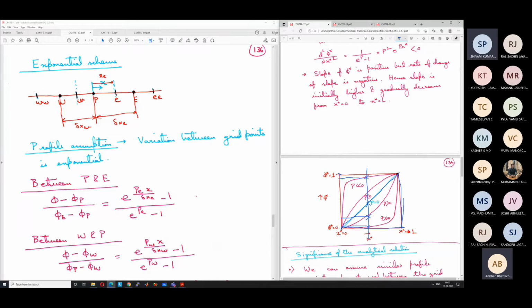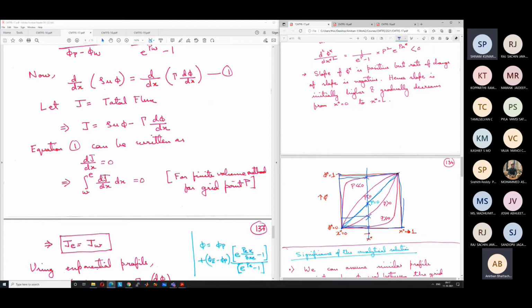So in this case, we actually use the exponential variation, realistic variation for the 1D case, and developed a scheme. This was the scheme. Okay, so from here we will continue. Keep this scheme open if required.